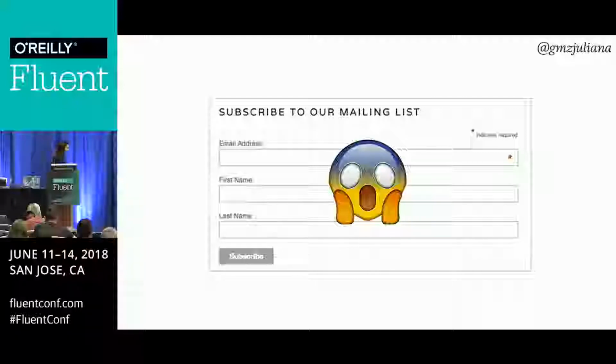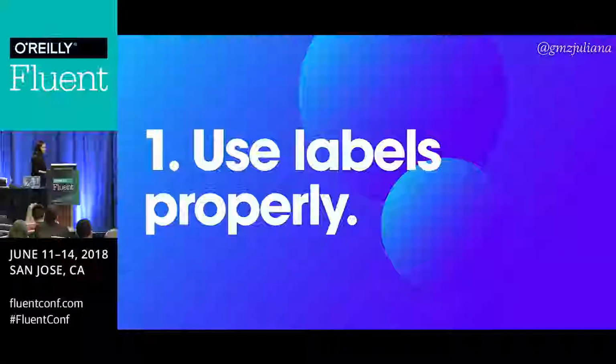So forms are really important to make accessible because they're the way that we sign up for things, they're the way that we buy things, that we ship things to ourselves. So it's really important that Taylor made their form accessible. So the first thing that they did was to use labels properly.